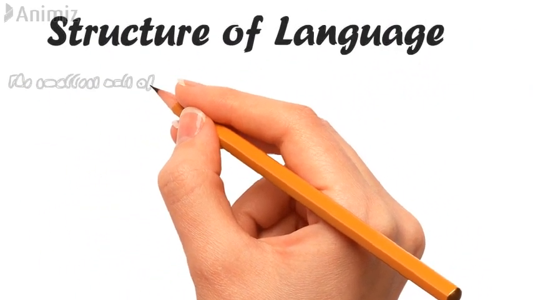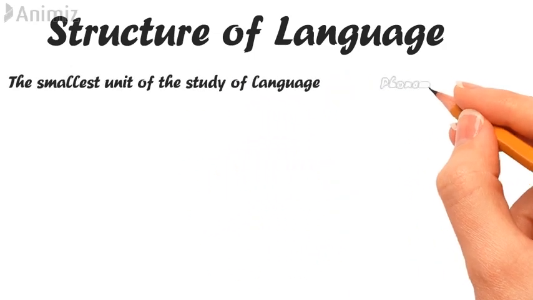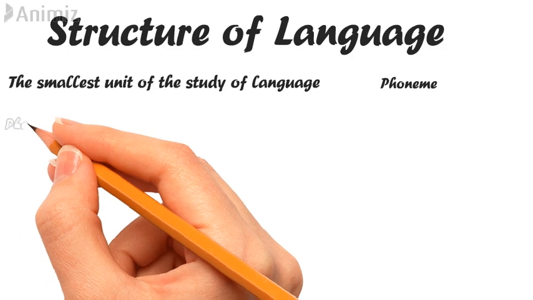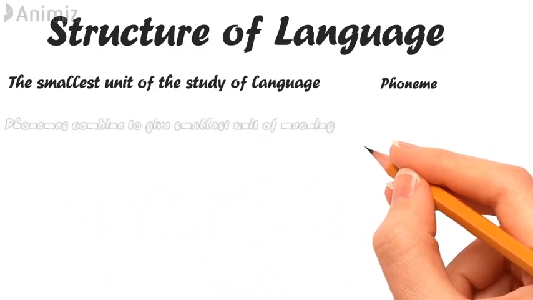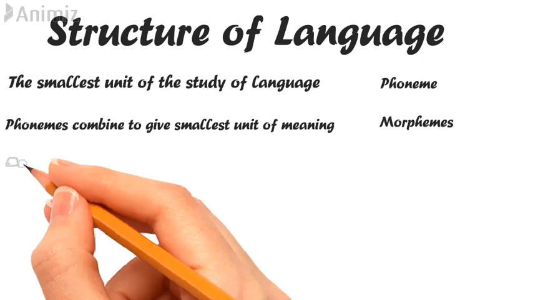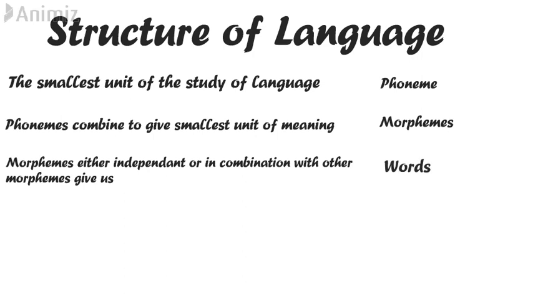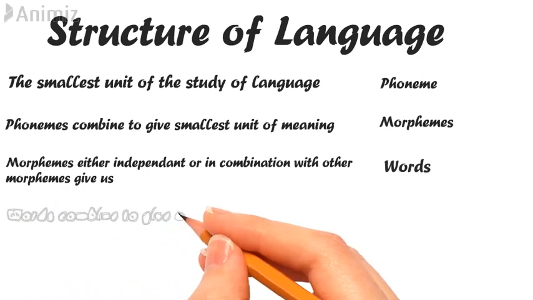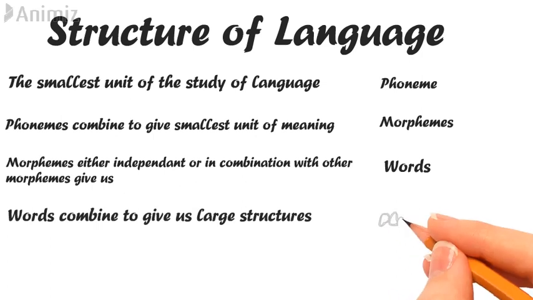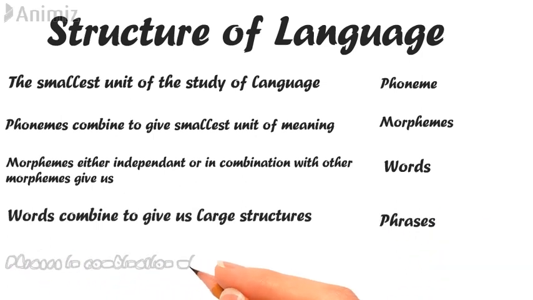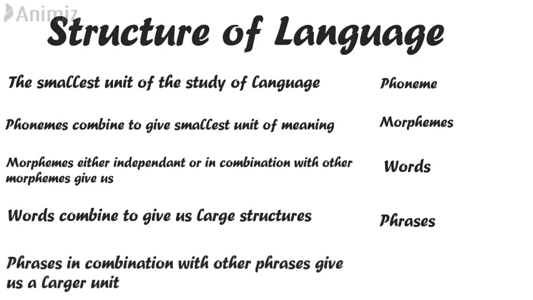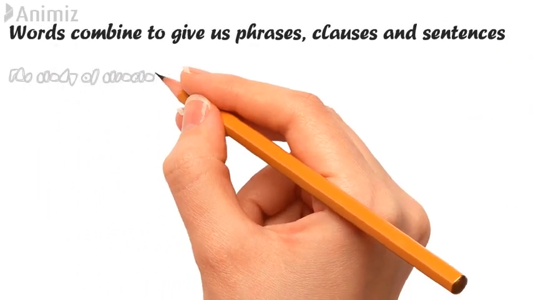If we look at the structure of a language, it is a combination of units. The smallest unit of study is phoneme. The phonemes combine to give us the smallest unit of meaning, which we call morphemes. These morphemes, either independent or in combination with other morphemes, give us words. Words combine to give us a larger unit, which we call phrases. Phrases, in combination with other phrases or independent, give us a larger unit, which we call sentence. Sentence is also defined as a complete thought. So this is how we move from smallest to bigger units.